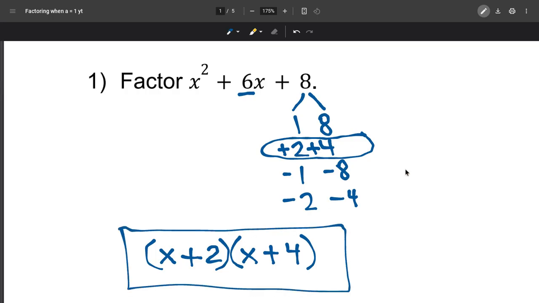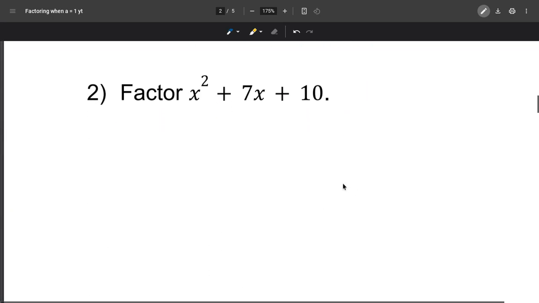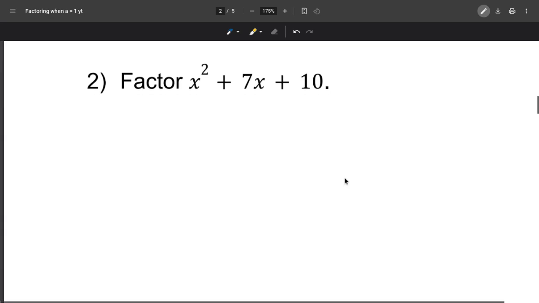Okay, I'm going to take a look at 4 more of these, and let's keep going. All right, problem 2. If you want to try these out, I would pause the video, try it on your own, then check your solution against mine. So this next one, we're going to factor x squared plus 7x plus 10.